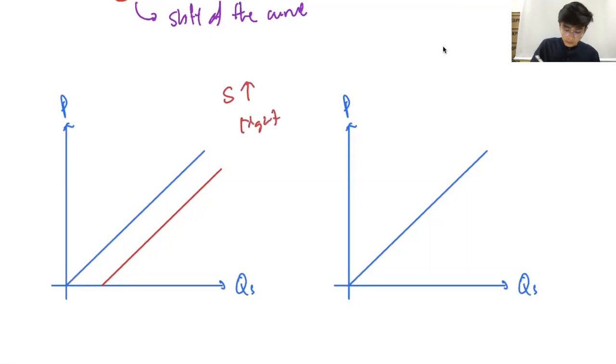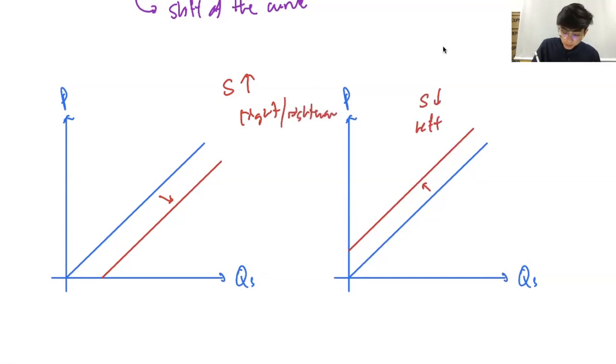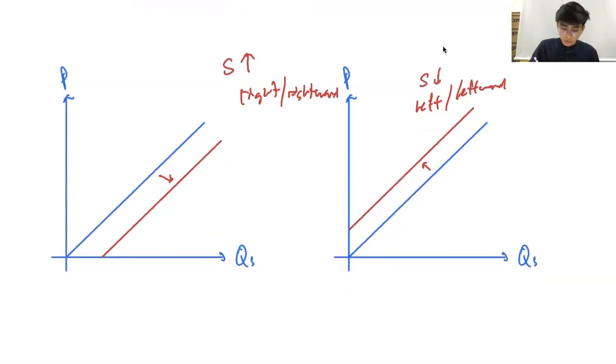Did I mention left just now? Should be right, yeah. Okay, so when you shift to your left, supply decreases. Sometimes you will see the words rightward, leftward. You also can say this is all to the down, this is to the up also, but I will recommend you guys use left and right. It will be better.